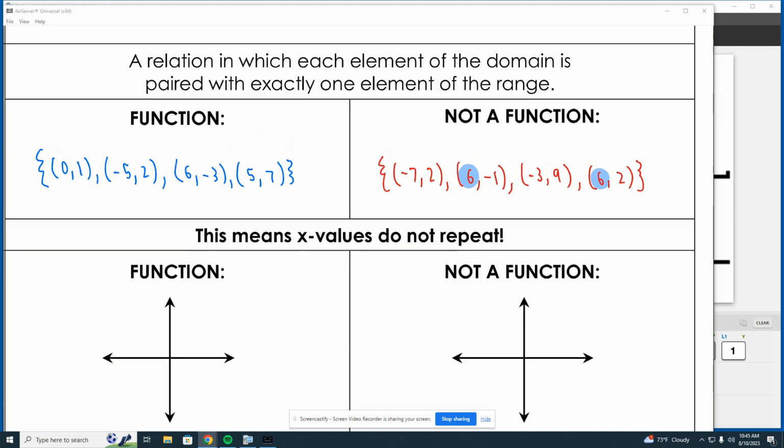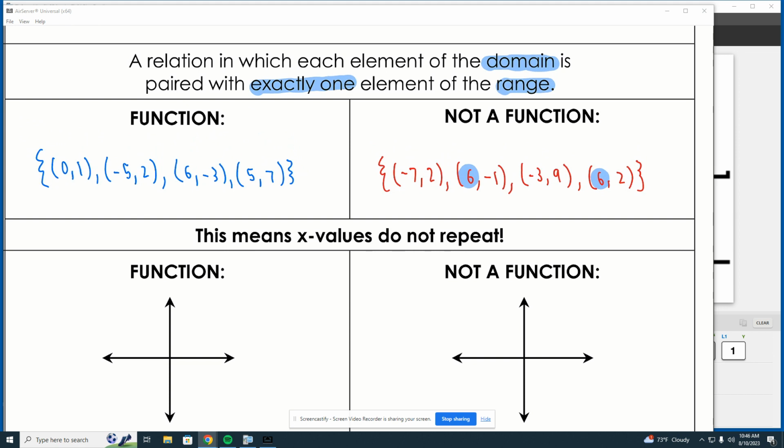It's a relation in which each element of the what? What was domain again? X. So it's a relation where the X is paired with exactly one element of the range. Guys, what's the range? Y. A function, you can only have an X giving you one Y. If I ever have an X giving me multiple Y's, it can't be a function.